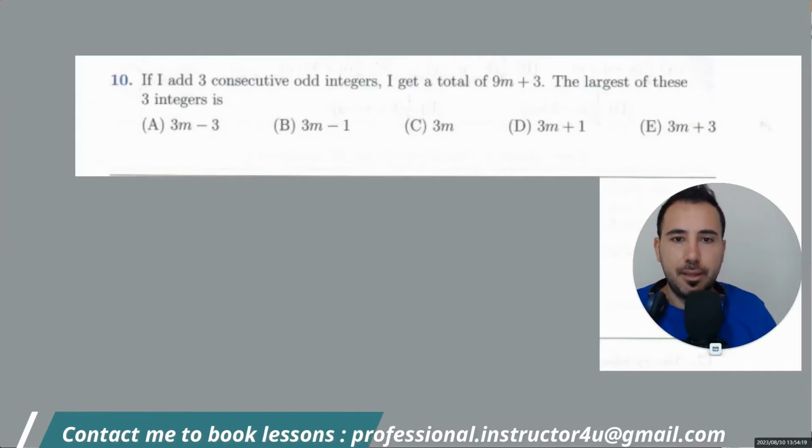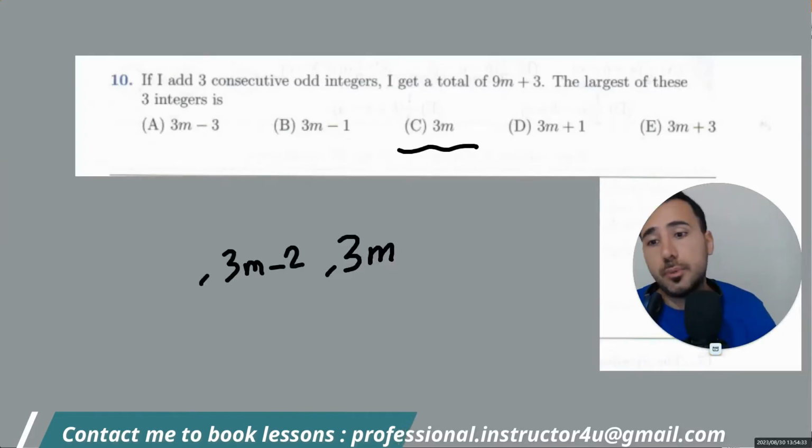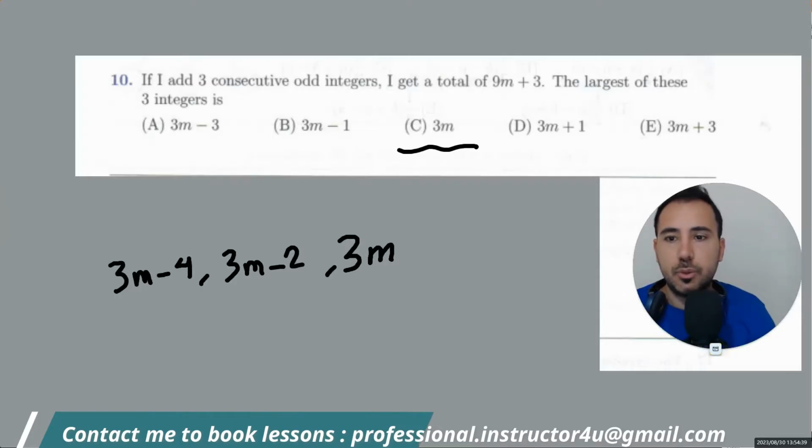For example, let's go with 3m. So 3m would be the largest of all. Then the one before that is going to be 3m minus 2. And then the one before that is going to be 3m minus 4. So now what is the total of this? When we add them, it's going to be 9m minus 6. So definitely they're not the same. So this one is definitely not the answer.